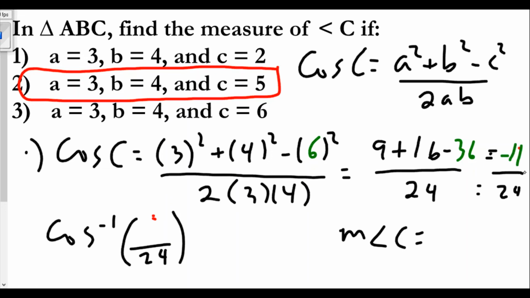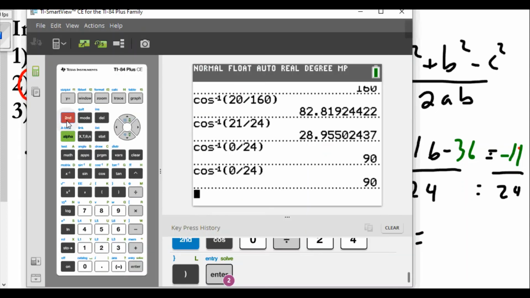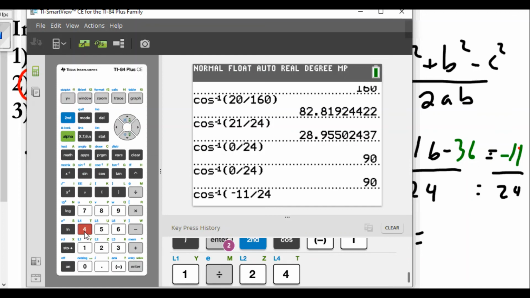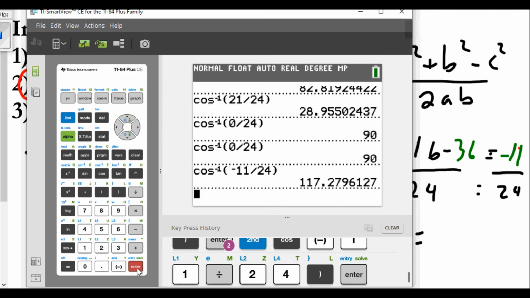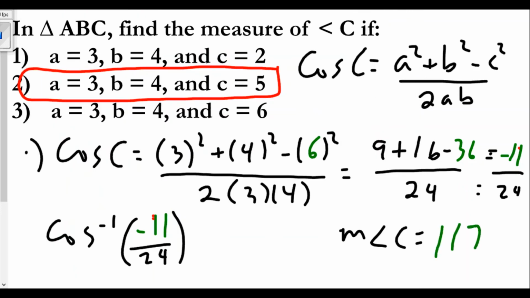And now you're saying, what? I can have negative numbers? Yes, actually. So we plug in negative 11, and now here's what we're going to notice. Second cosine of negative 11, the negative button's down here, 11, divided by 24, and we get 117.2796, and so on and so forth. Rounded to the nearest degree, that would be 117 degrees.